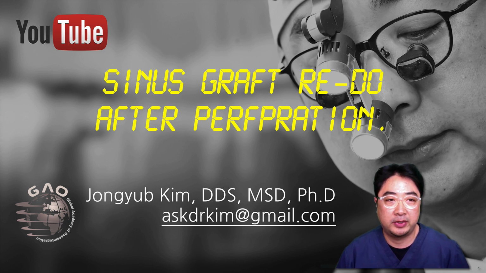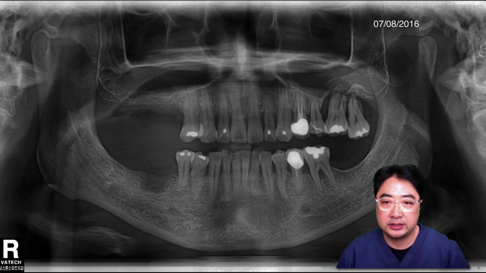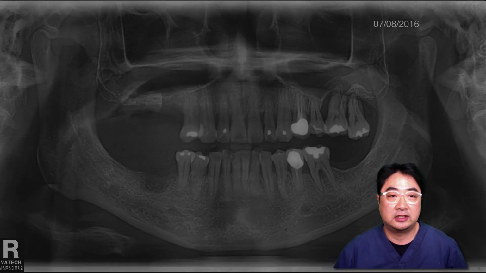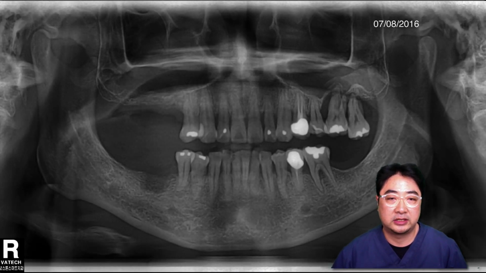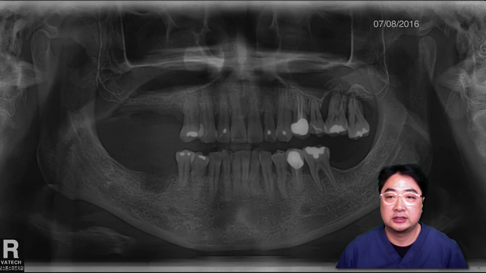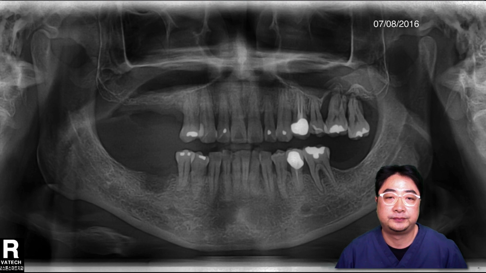Today I came back with the sinus graft redo case after perforation. So, a 46-year-old male patient referred from my colleague because he had a perforation during the right side sinus graft. So this is a revisit case for right maxillary sinus graft, and he also asked me to do the left side extractions and the sinus graft for dental implant.